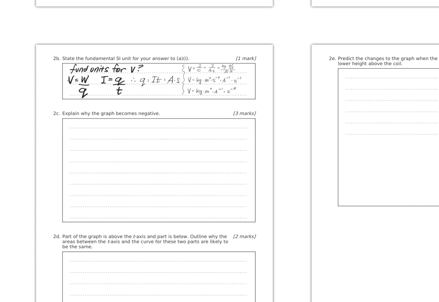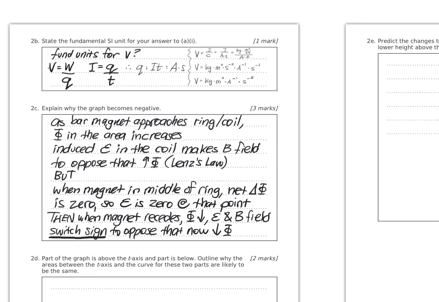That's not what they're asking, though. They're saying, why does it start positive and become negative? And that's because the induced magnetic field switches poles, and here's why that's true. All right, so the bar magnet approaches the ring, the flux in the coil is increasing, so the EMF in the coil makes a magnetic field to oppose the increasing flux. That would be Lenz's law.